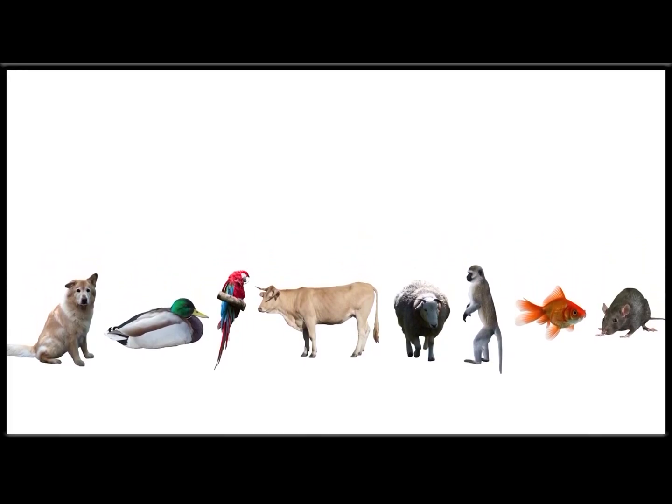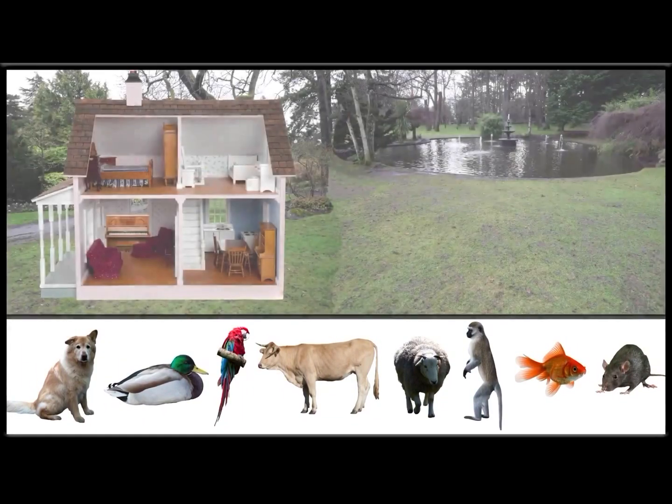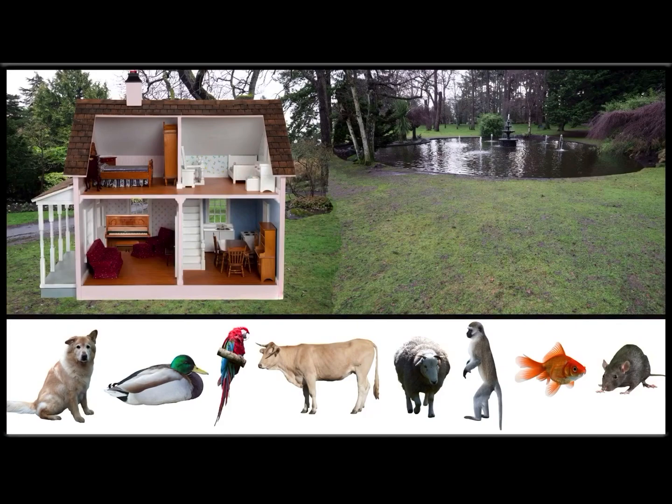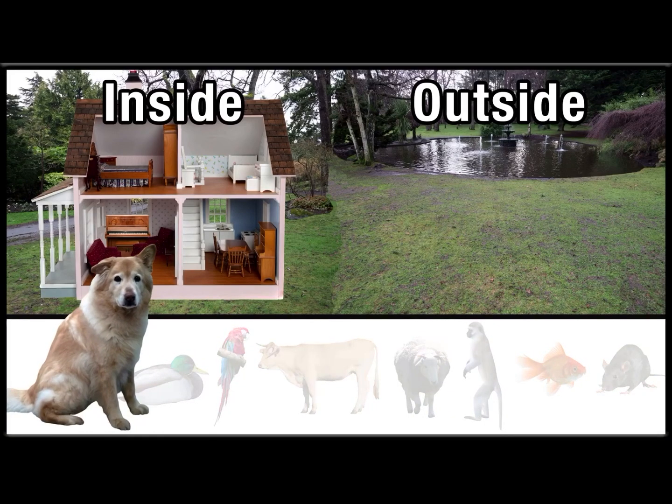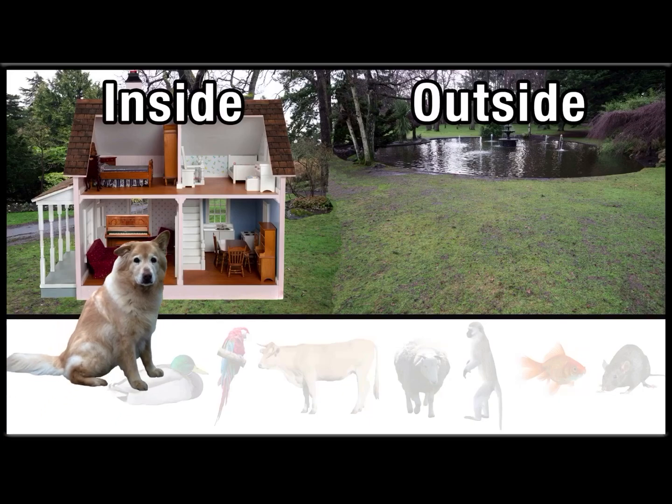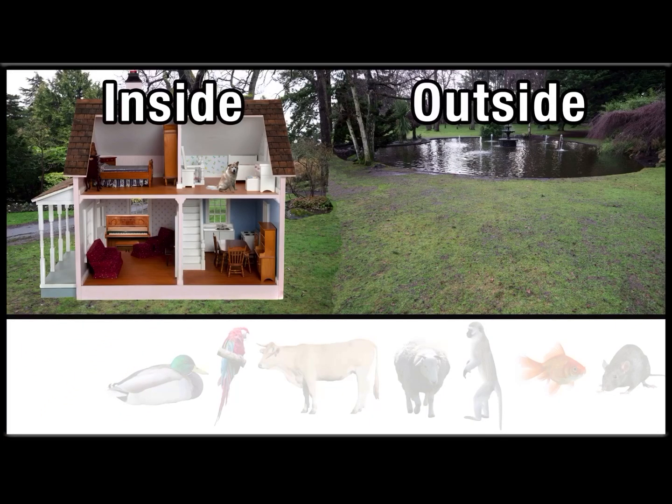Let's watch as Dr. Dolittle separates the animals. He will make two groups, animals that live inside and animals that live outside. Let's help Dr. Dolittle separate the animals. The first animal is a dog. The dog lives inside. Let's move the dog to the inside group.